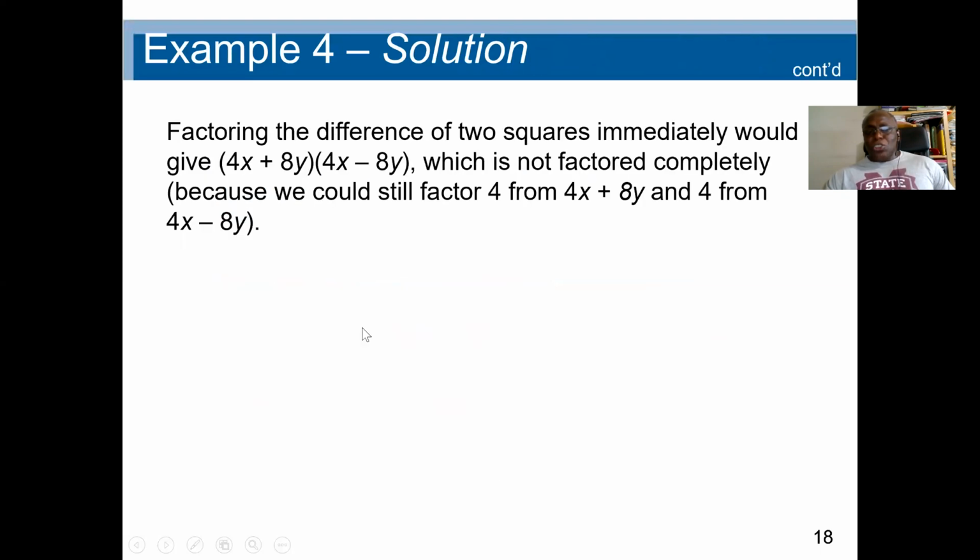We have another question here. Factoring the difference of two squares immediately will be given as follows, which is not factored completely because we could still factor 4 out. Because if I factor it as 4x plus 8y, 4x minus 8y, we can see that 4 is common here, and 4 is common here also. 4 will give me 2 and 1.